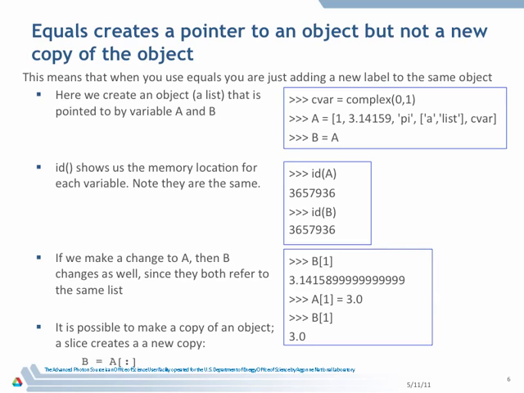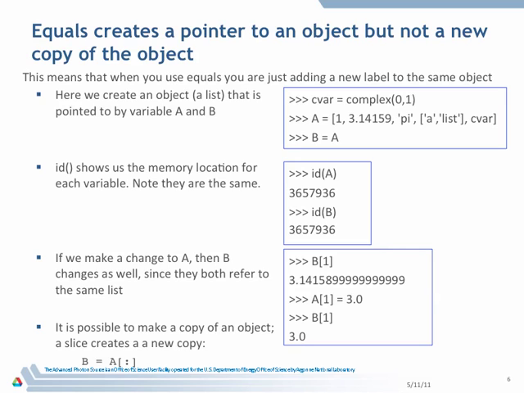pointing to this. And if we look at pulling out a little function, ID tells us where in memory these things are stored. If we look at the ID for A and the ID for B, they're exactly the same. They point to the same thing. Why does that matter? If I change A, B changes too. Why? Because A and B are the same thing.